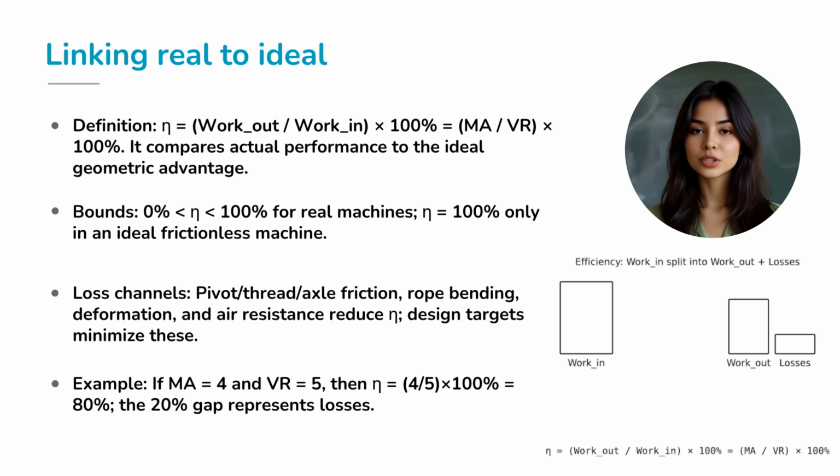Good design aims to minimize these loss channels. For example, if a machine has a mechanical advantage of 4 and a velocity ratio of 5, then its efficiency is 4 divided by 5 multiplied by 100%, which equals 80%. The remaining 20% represents energy lost to these various frictional and deformation effects.